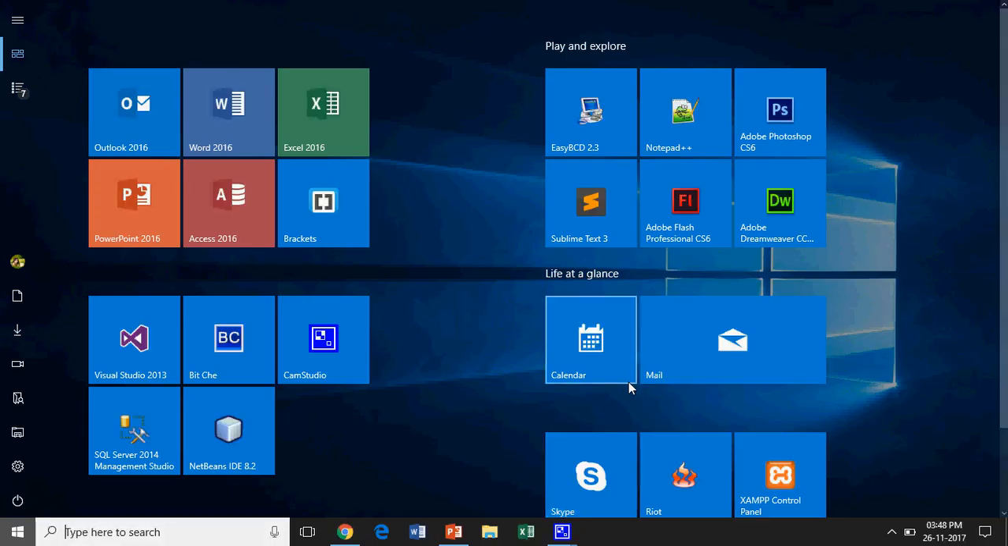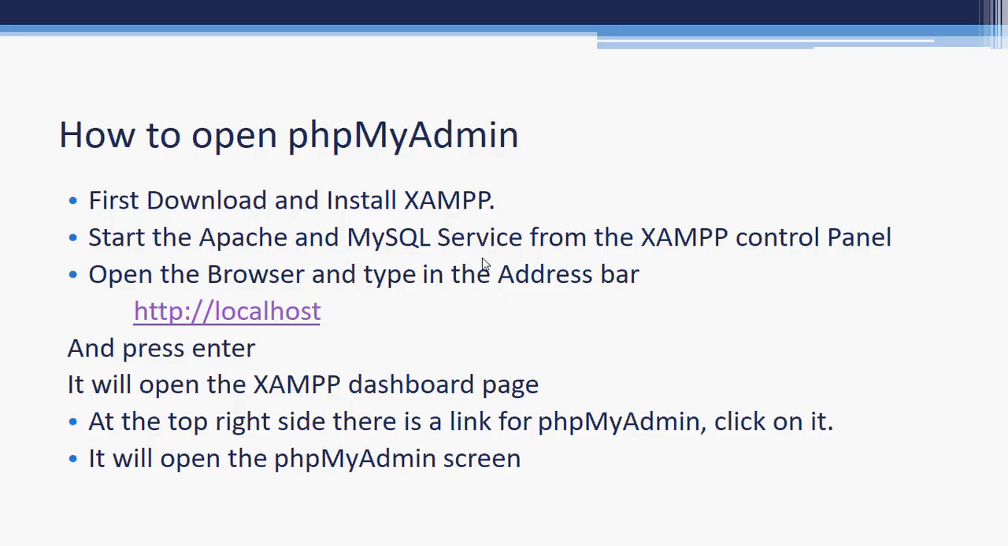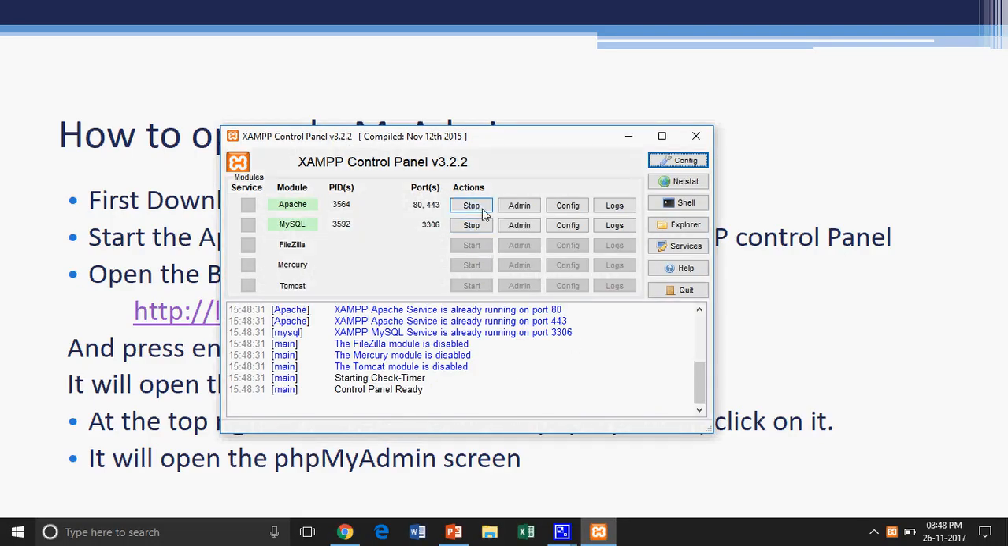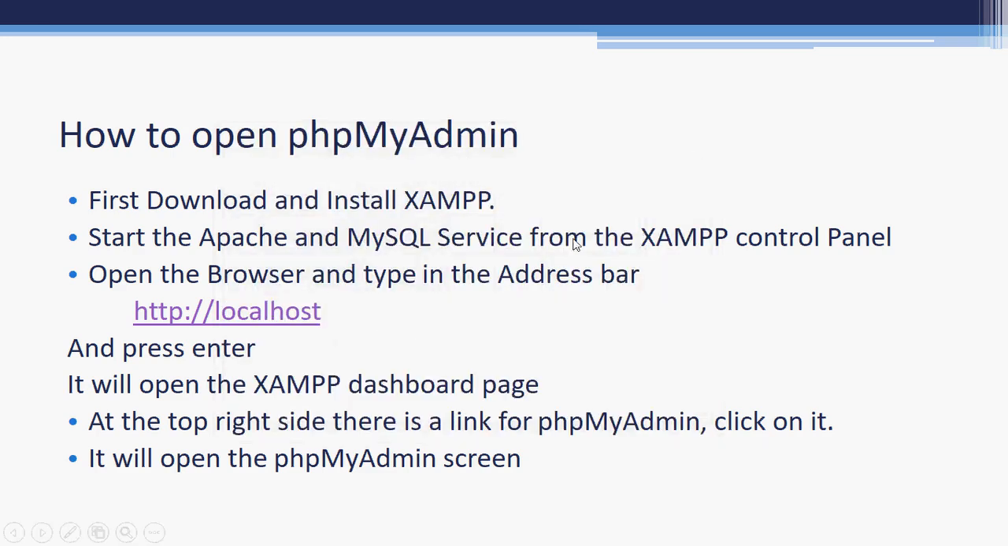How can we start them? After installing, you will get the XAMPP control panel program. Under Actions, you will get two buttons with a Start option. We can click on these and the services will be started. After they have started, you have to open your browser and type localhost in the address bar and press enter.